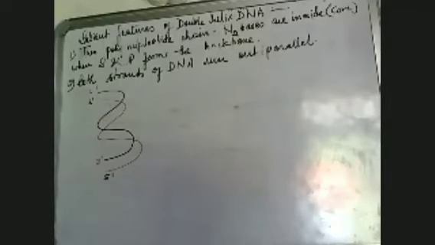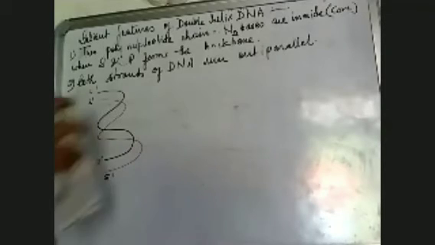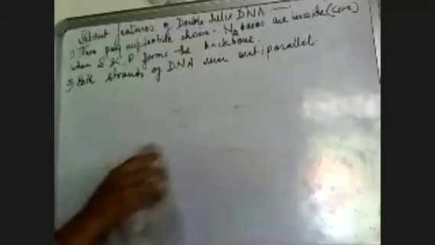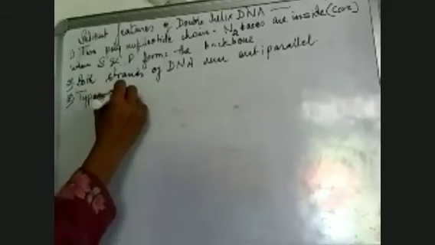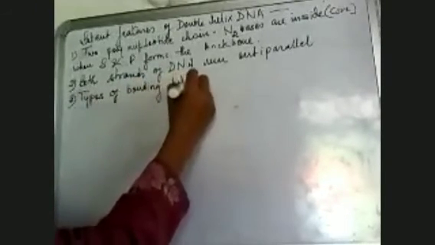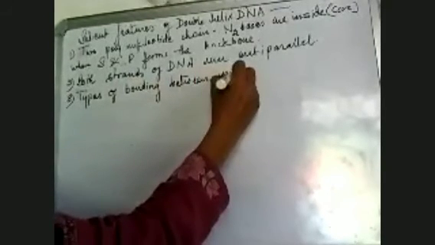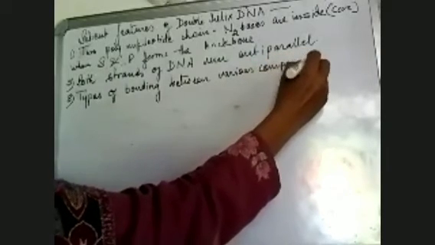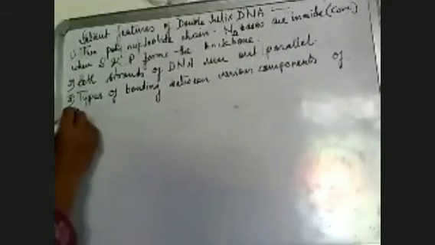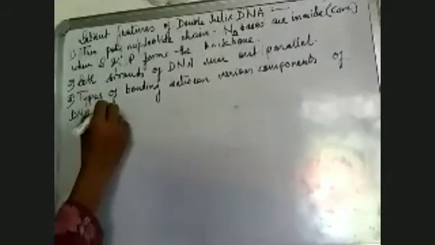Now another point, which he added after anti-polarity, was about the bonding: how the various bases are connected to each other, and the type of bonding which is seen in the double helix structure of DNA. So the third point, he described the type of bonding between various components of DNA double helix.